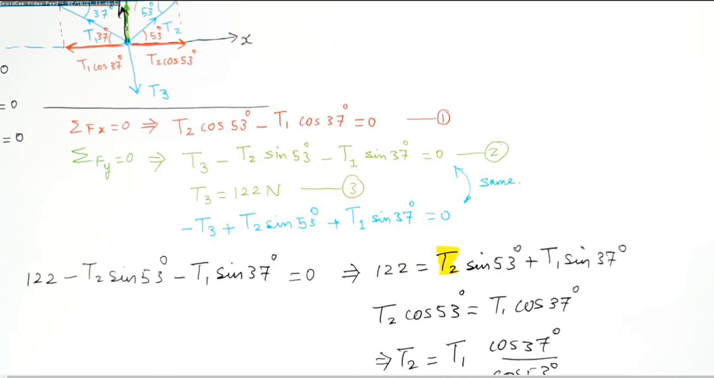Doctor, I don't get the first equation. When I told you if we could put T1 cosine 143 instead of cosine 37, you said it was wrong. But if we inverse the sign, it will be the same. Well, listen to me carefully.